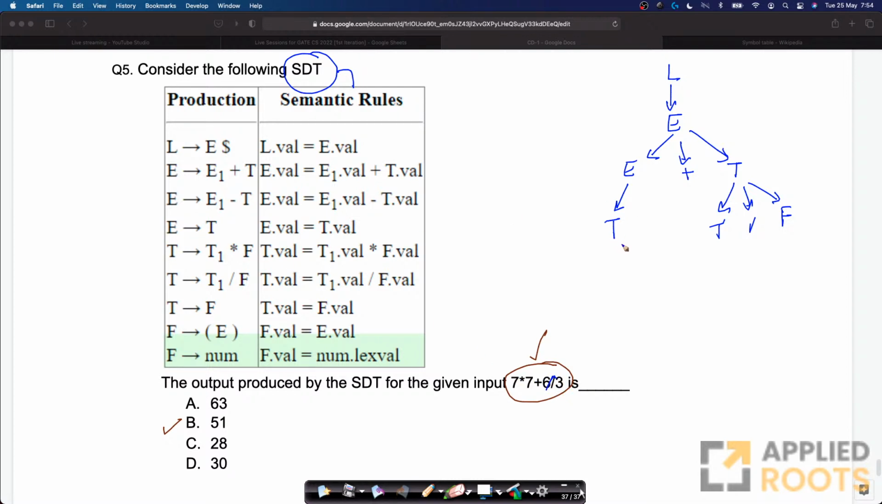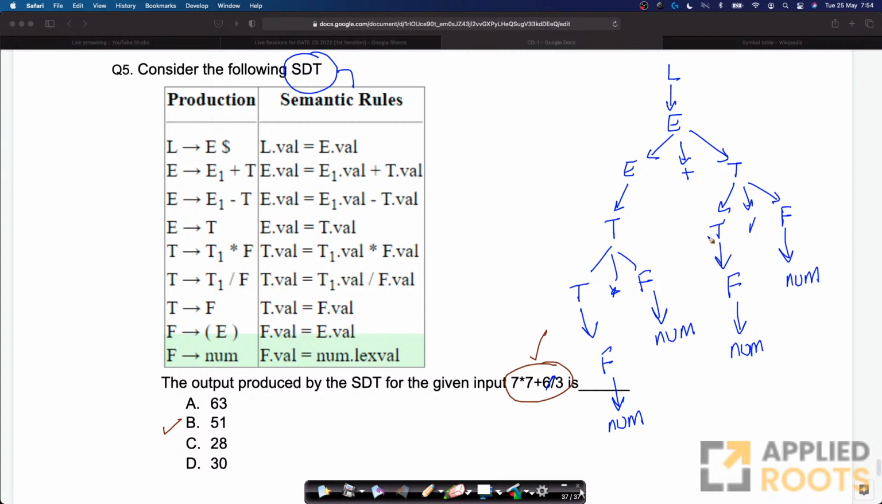So then this T can generate T*F. Now I think it's simple. So T will generate F now. F can generate a number. This F can generate a number. This T can generate an F. This F can generate a number. This F can generate a number. Got it. So this is simple.